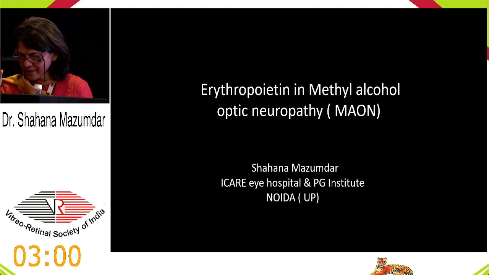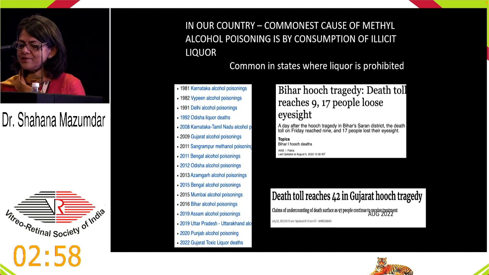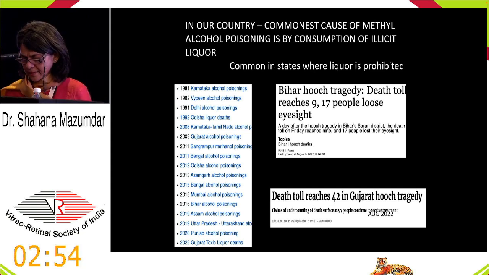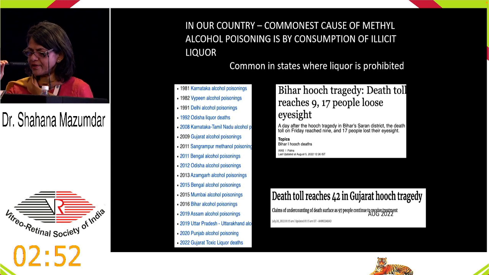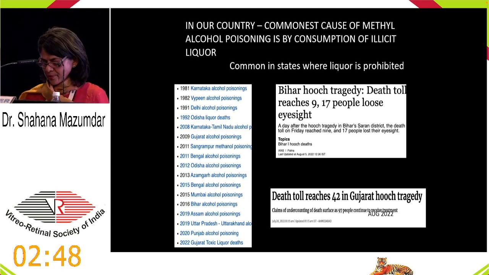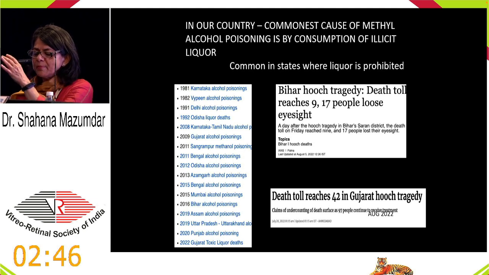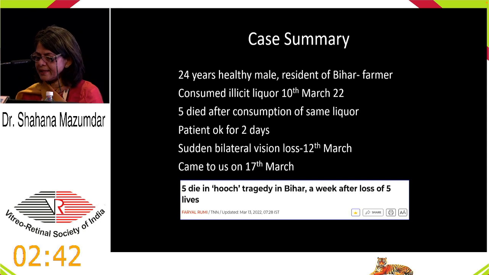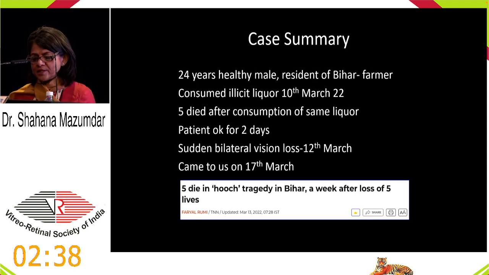So I'll be presenting the case as titled. In our country, the commonest cause of methyl alcohol poisoning is consumption of illicit liquor. And in this year itself, there have been two large episodes in states where liquor is prohibited. On the left are the prominent ones which have happened in our country over the years. A 24-year-old healthy male resident of Bihar, a farmer by profession, consumed illicit liquor on the 10th of March, and four of his drinking companions, five of them, died after consuming the same liquor.